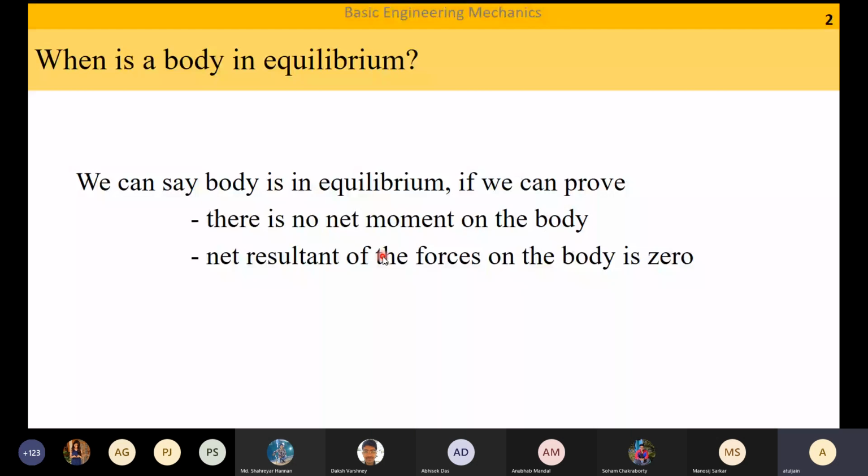The net moment can be about any inertial point, no? Outside or inside point. Yes. If you are able to prove these two conditions, then your body is in equilibrium.